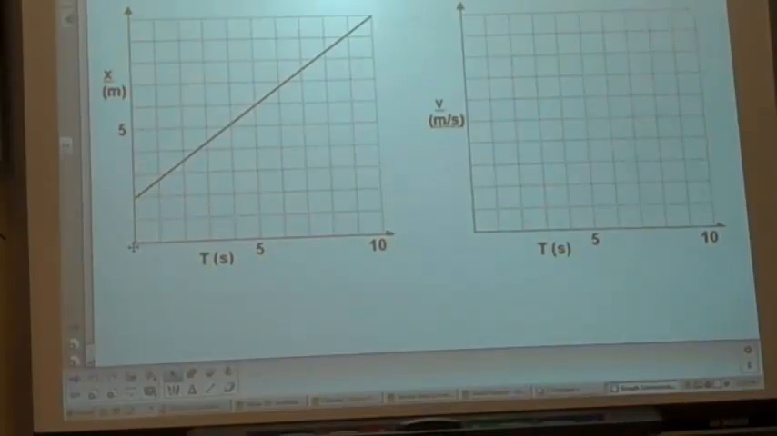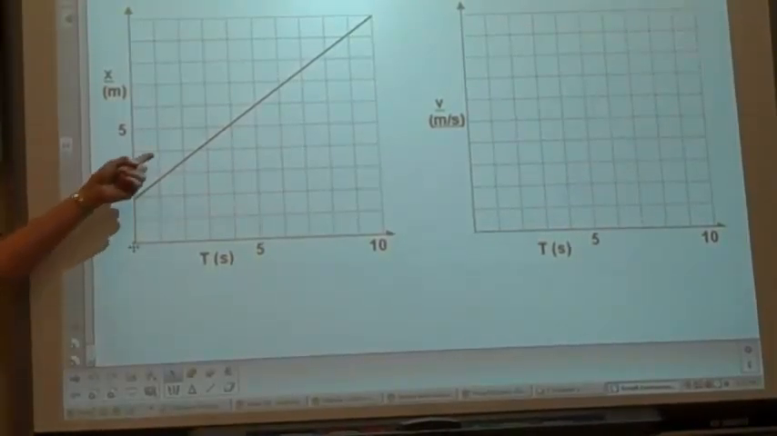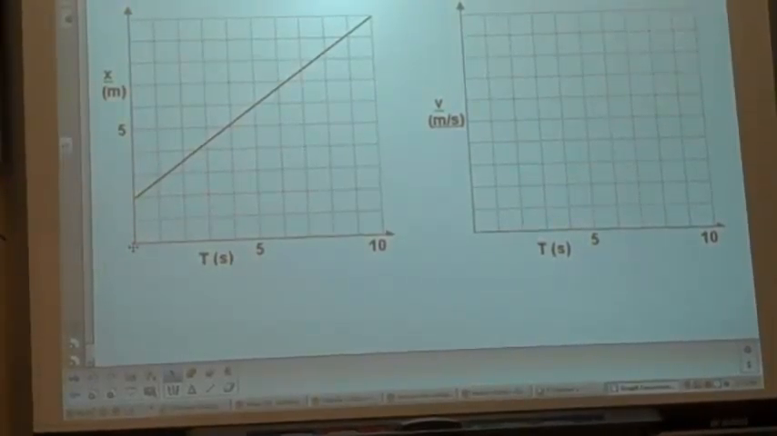Ryan? It has a constant velocity, exactly. How do you know that? Straight. Right, so we've got three things now. We know that it's moving forward away from the origin because it's a positive slope. We know it's starting at 2 meters because we see where its initial position is. And we know it's moving at a constant velocity.